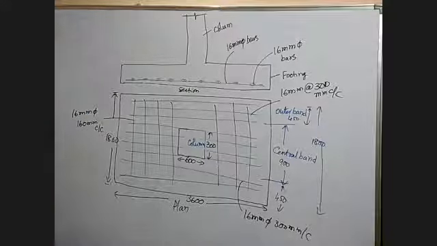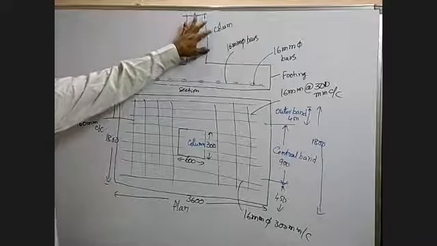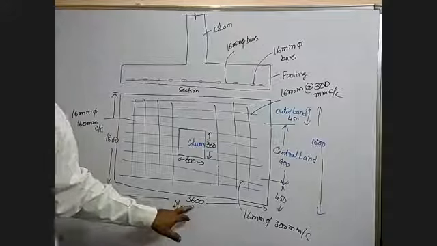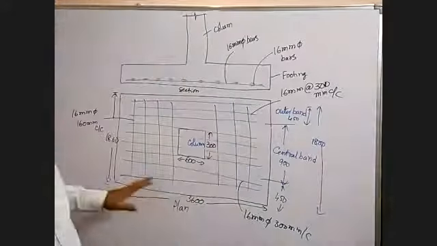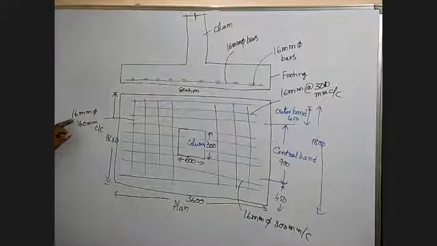So this is the design of the rectangular footing. After completion of this problem, you have to draw the diagram also. Here you have a column of 300 by 600 mm size and the footing of 3600 by 1800 size. In the longer span direction, 16 mm bars at 160 mm are provided.